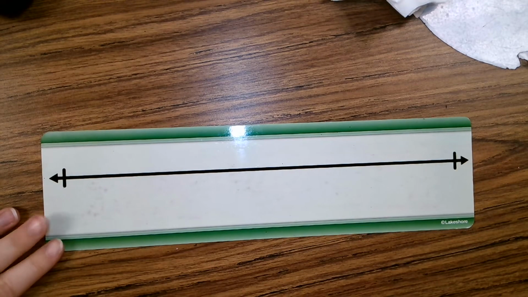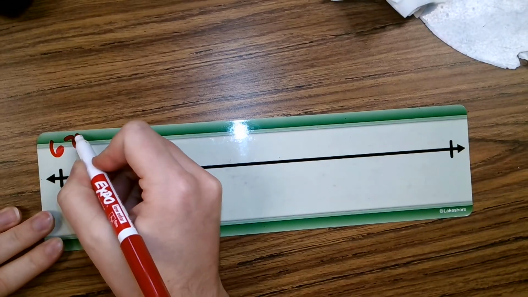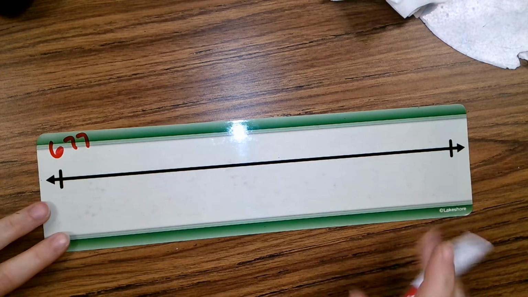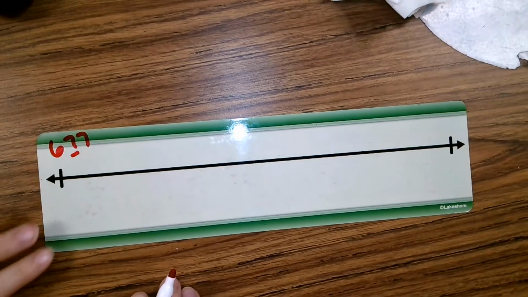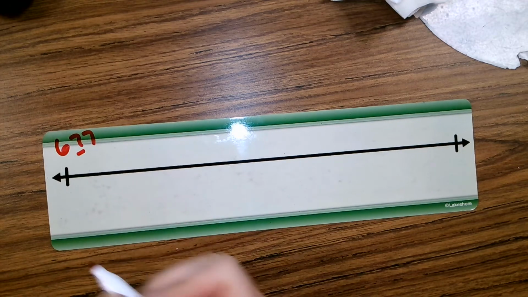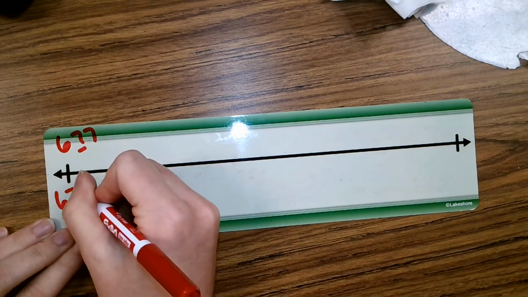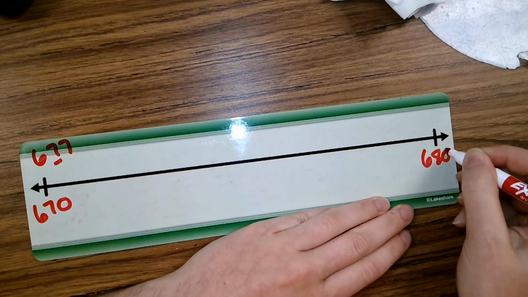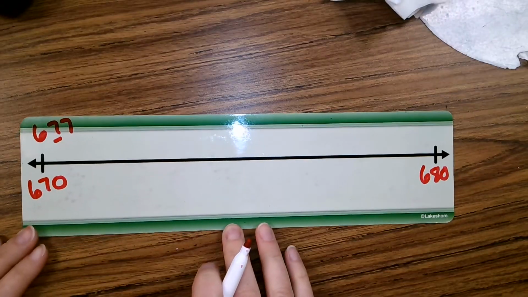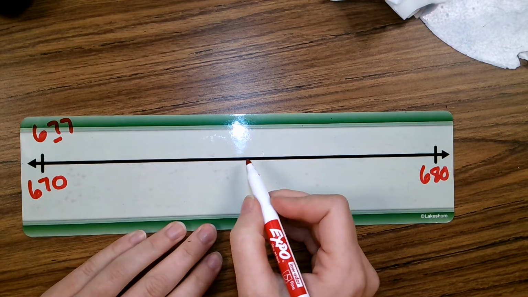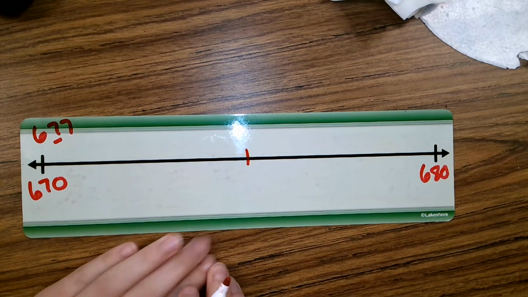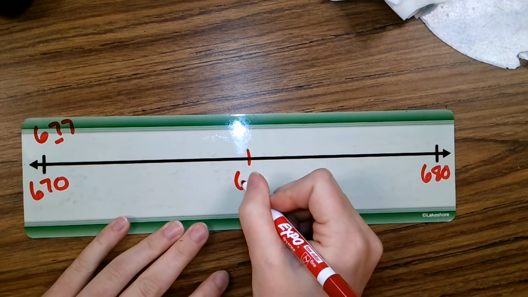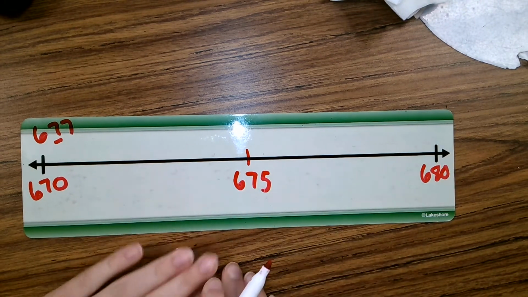So we're going to go on to the next number, which is 677. Okay? So find the two tens that it's between. If we look at our tens place, 677, it's going to be between 670 and the next 10, 680. Okay? So let's find our halfway point. About there. Halfway between 670 and 680. 675.